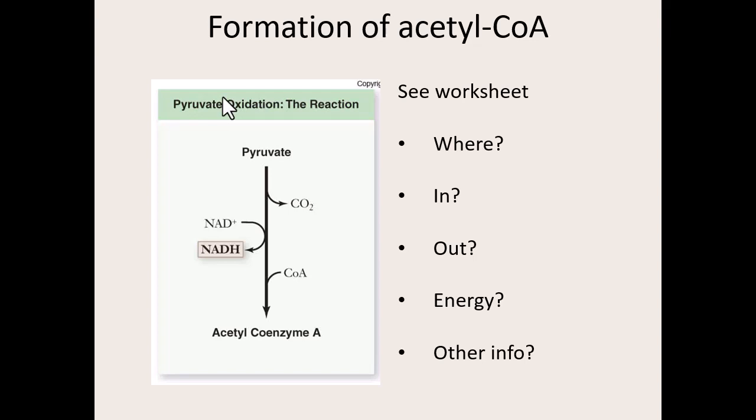And what else do I get? It also is coming out. CO2. And that becomes important because I went from a 3-carbon molecule to a 2-carbon molecule, and that carbon didn't spontaneously disappear. It left as the C in CO2. This is why we breathe out carbon dioxide.